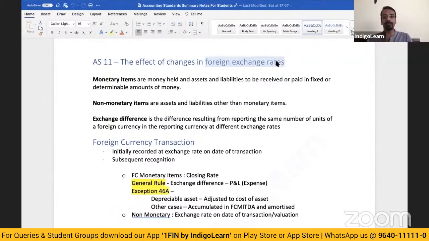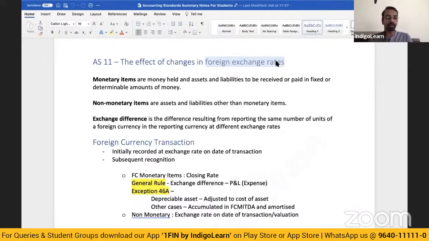To give you a perspective, when I was doing my articleship, the exchange rates used to be 40 to 45. When I was working as a CA in companies, the rates used to be 60 to 63. That is the rate which I used to close the books of accounts. Today, you can see the rates are 73, 74. So what happens when the foreign exchange rates change, and how should that be accounted for?